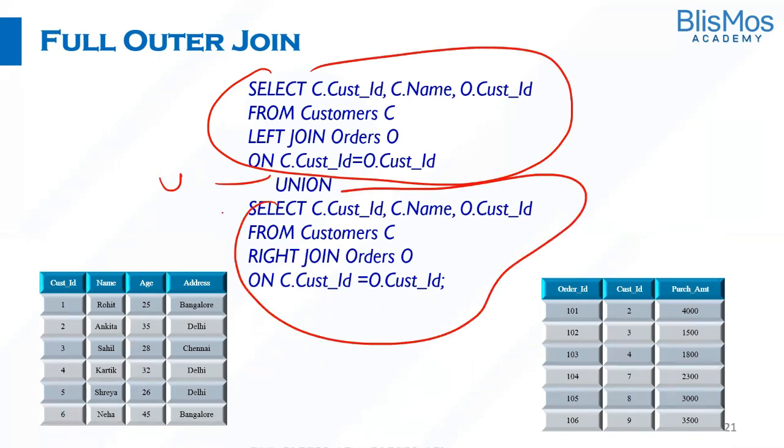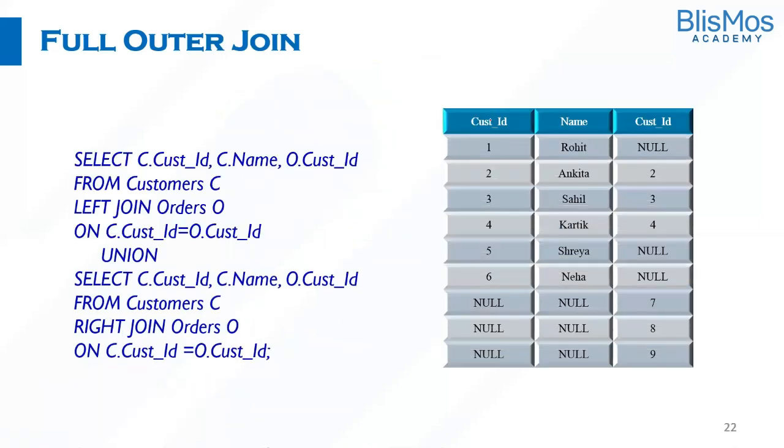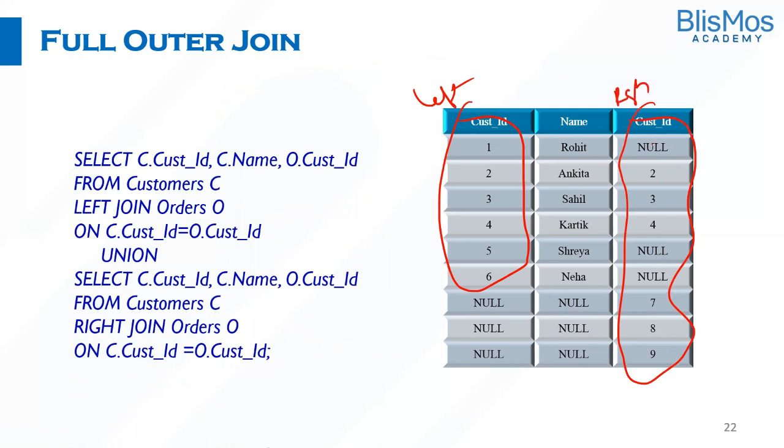So in order to do that, what we'll do is we will do a left outer join and union that with the right outer join. That will accomplish the full outer join, and the results would be something like this, where all the records from the left and all the records from the right are included. Wherever there is no matching record, nulls will be introduced.